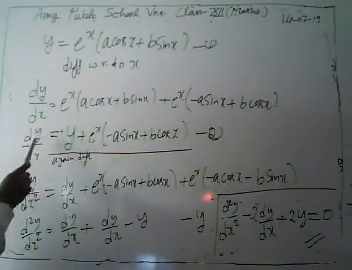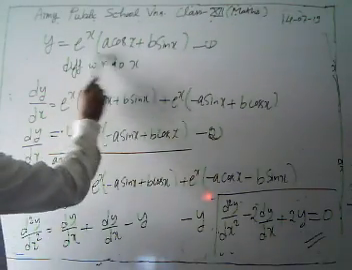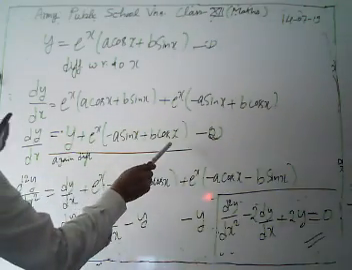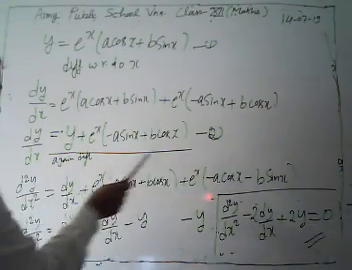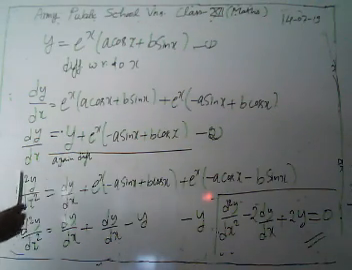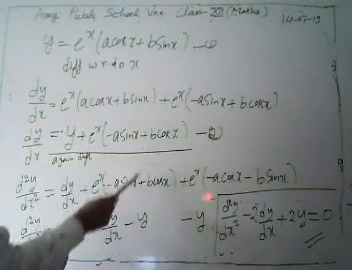Then what do we do? The value of e to the power x times (a cos x plus b sin x) is equal to y. Putting y here, we call that our equation number 2. Then we differentiate it again with respect to x, and we have d2y/dx2 equal to dy/dx, again using the product rule.